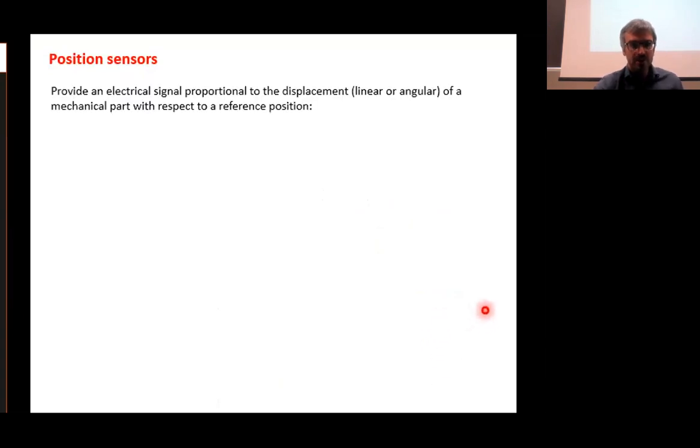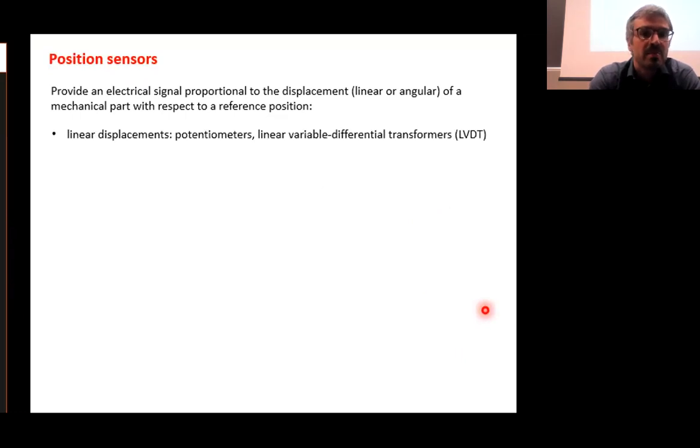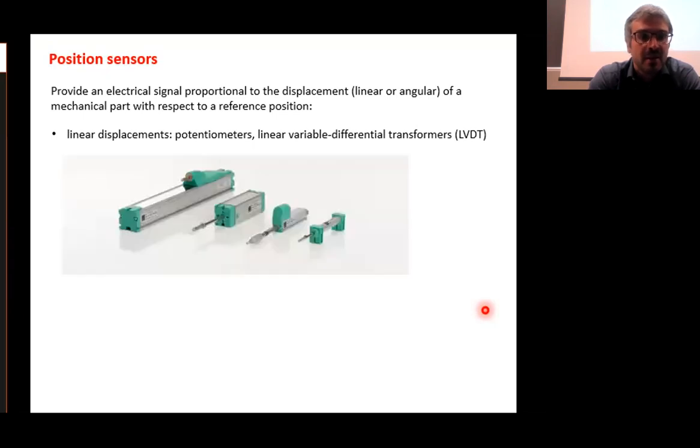So position sensors provide us an electrical signal proportional to the displacement, linear or angular, depending on whether you're talking about a revolute joint or a prismatic joint, for example. In case of linear displacement, we can use potentiometers and linear variable differential transformers, LVDT, that are these guys, which in essence are like a linear potentiometer that changes its resistance according to the position of the spool of this sensor.